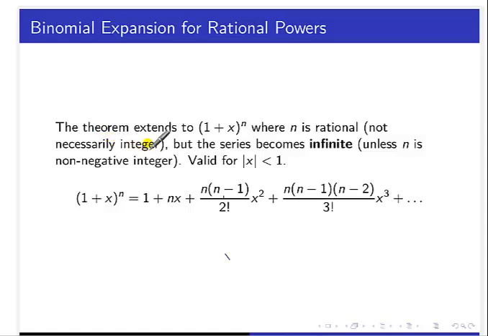Now, the theorem extends to (1 + x)^n, where n is rational, not necessarily an integer, but the series becomes infinite unless n is a non-negative integer. So for (1 + x)^n in our previous video, we had a last term x^n. But for a rational exponent, where the exponent is not a non-negative integer, the series becomes infinite.